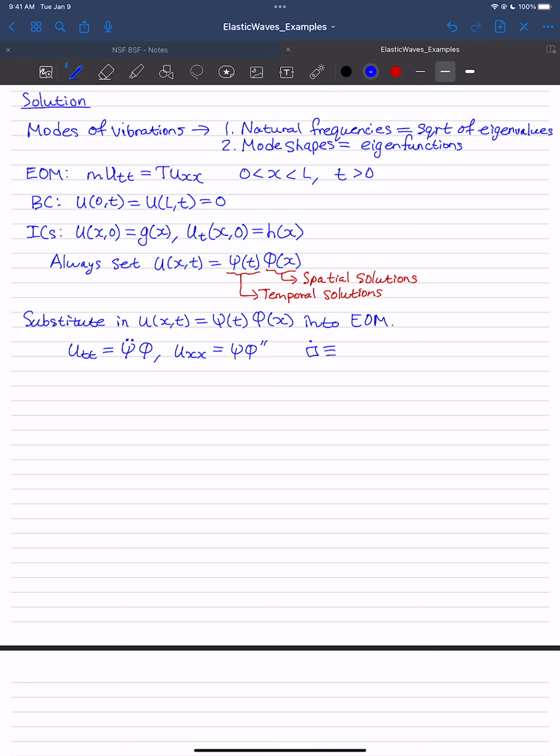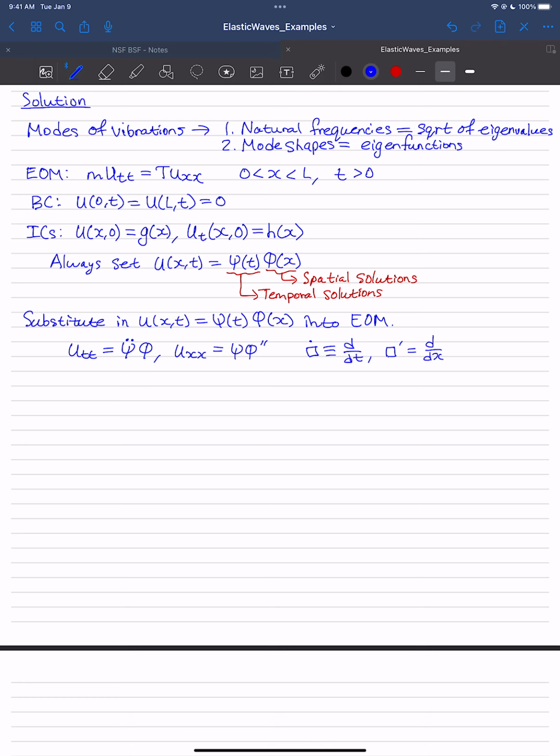Okay, so we said that the dot was a derivative with respect to time, and then a prime is a derivative with respect to space. And they're total derivatives because we're taking derivatives of functions of a single variable rather than a function of multiple variables.